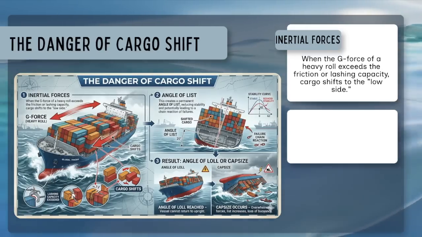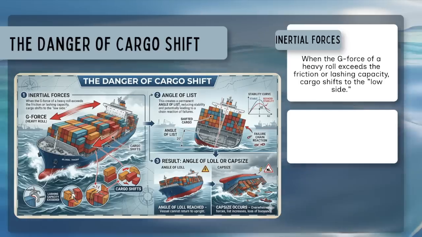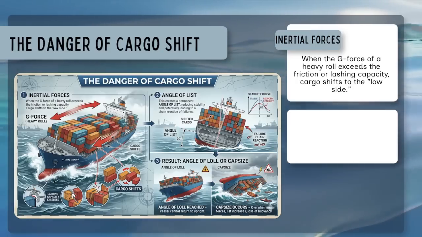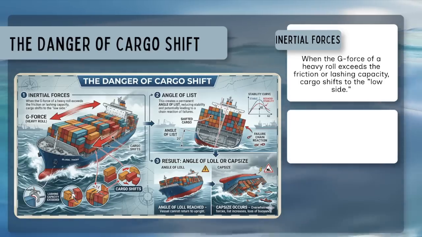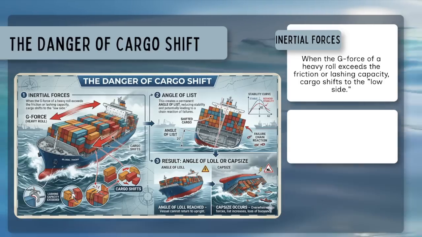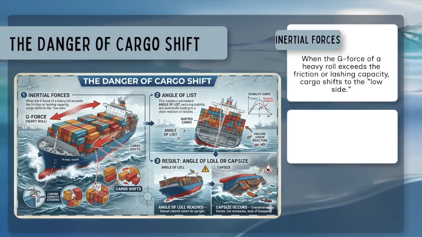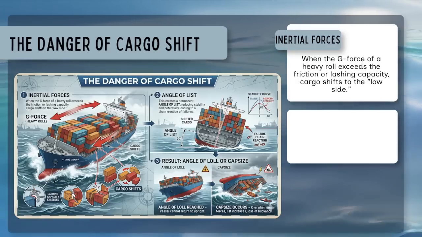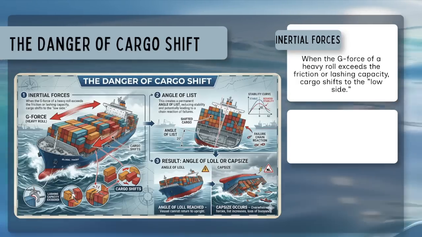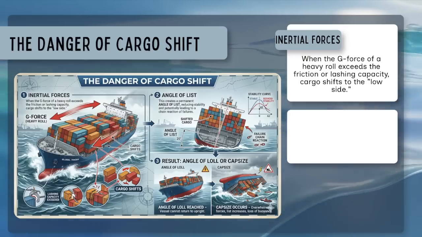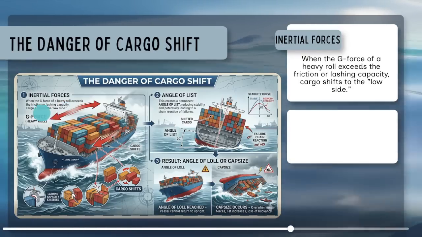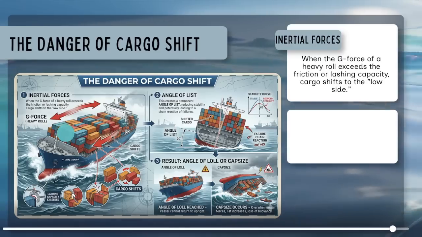So next is about the danger to cargo ships. So we have here what we call the inertial forces. When the G-force of a heavy roll exceeds the friction or lashing capacity, cargo shifts to the low side. So as you can see here in the picture, we have the inertial forces.